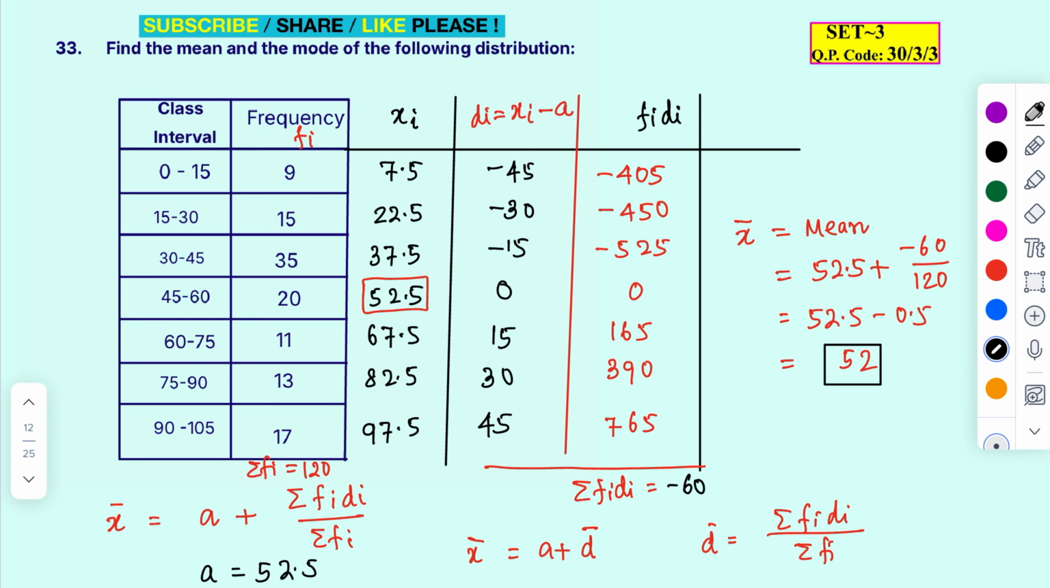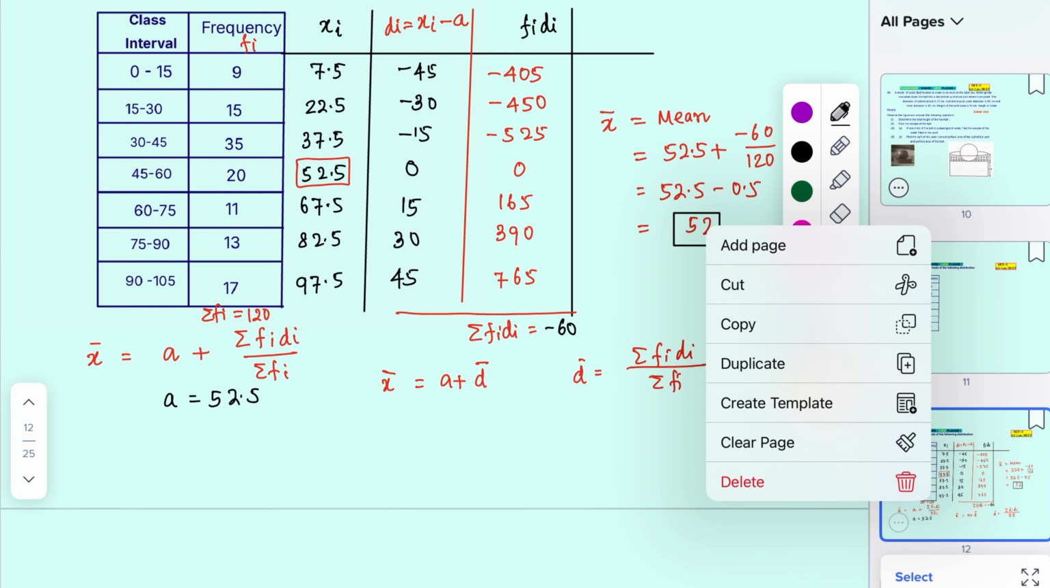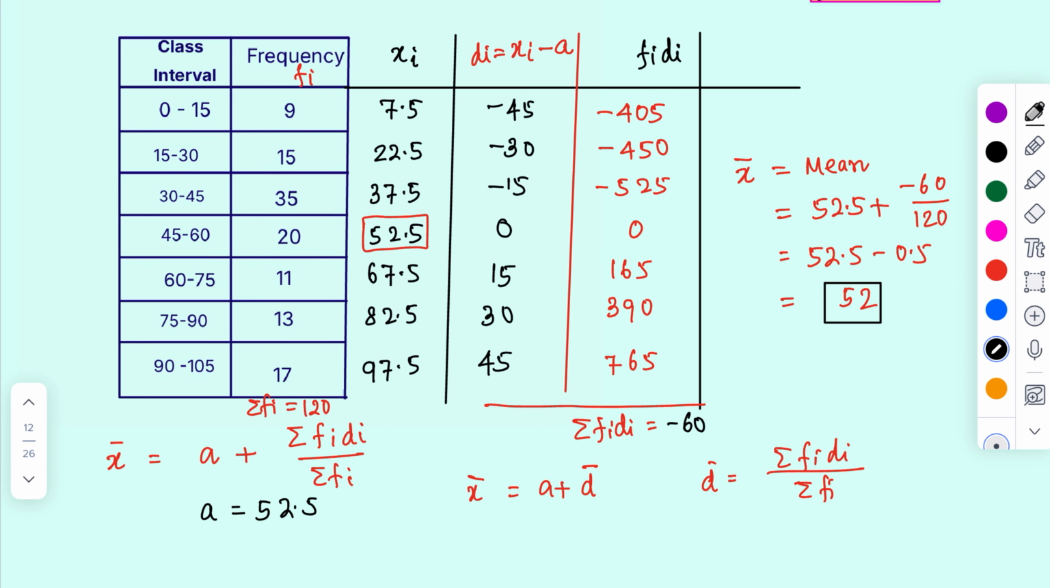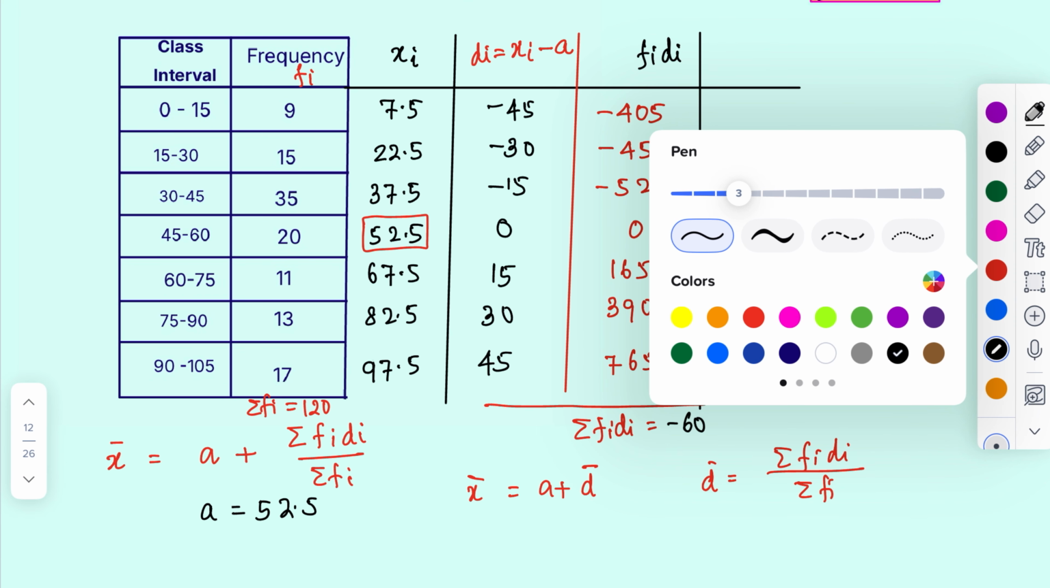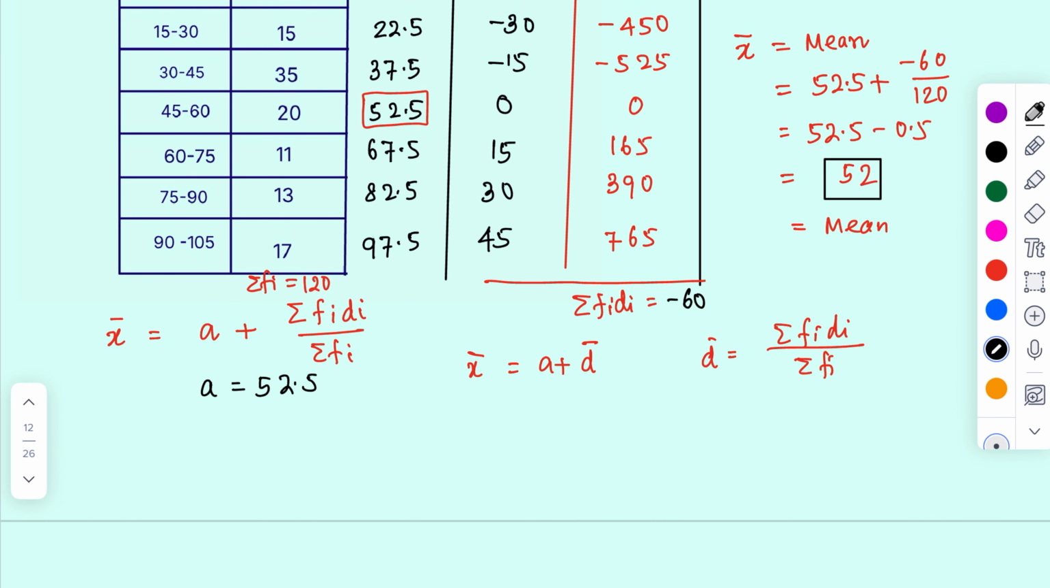Okay, now you have to calculate the mode of the following distribution. To calculate the mode, in this case we have to find out the modal class first. This was the first part, where we found the mean. Now we have to find out the mode of this distribution. For the mode, first we have to choose the modal class. The modal class has the highest frequency, that is 30 to 45. This is the modal class.